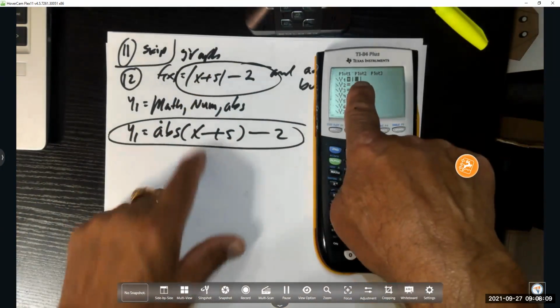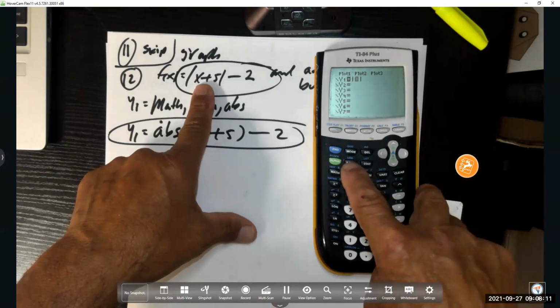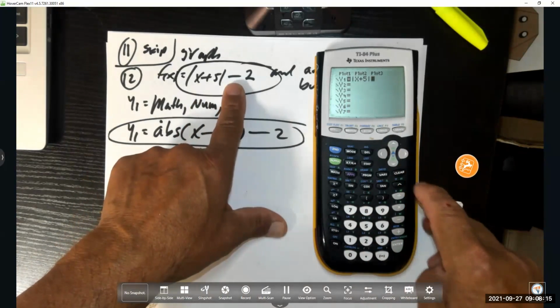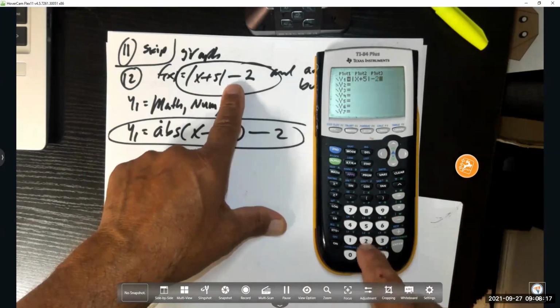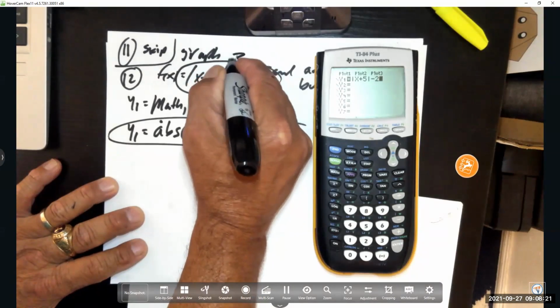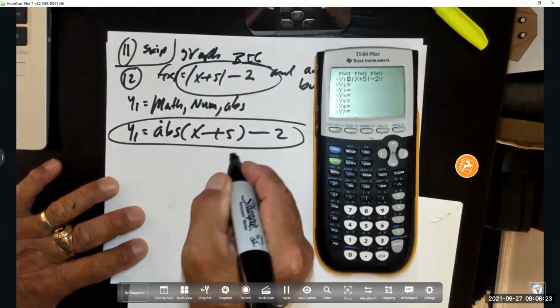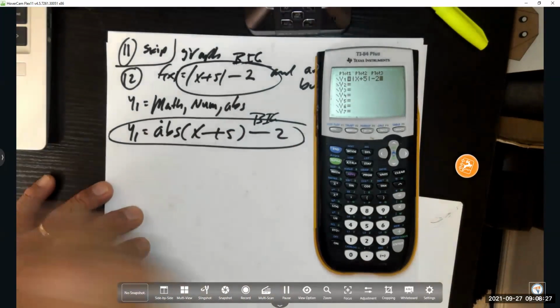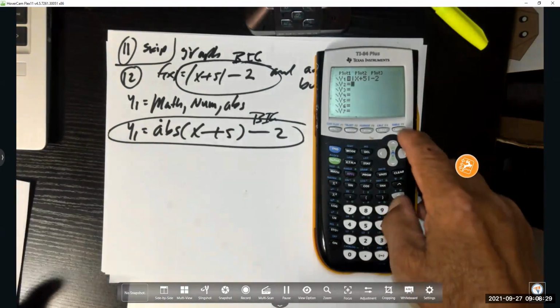Inside the parentheses, I'm going to put x plus 5. Get out of there. Big minus sign, and then 2. This is the big minus sign right here. Now I'm going to hit enter and hit graph.